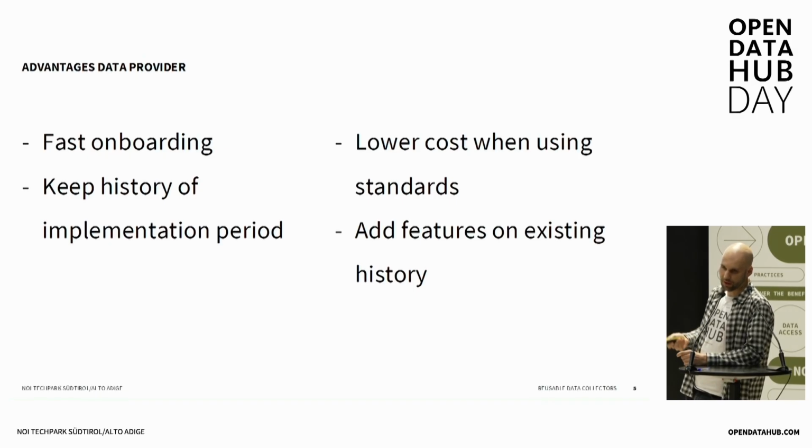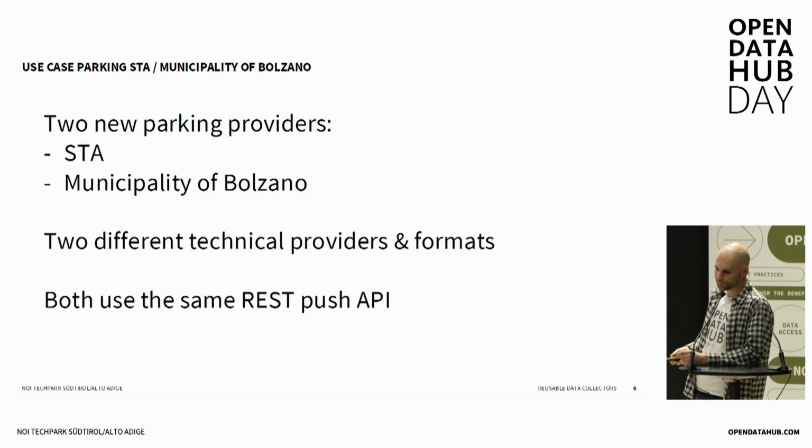And you can add additional features to existing history. So you can say, okay, I collected raw data for 3 years, but now actually I want to also include this field into the Open Data Hub. And I can say, okay, I can re-elaborate the data. I have the raw data. I can add it there.